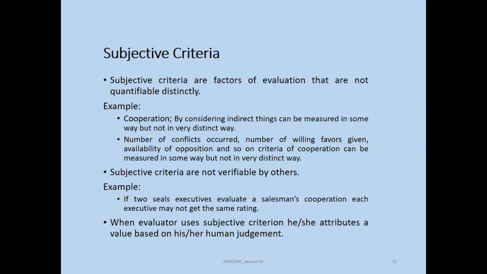The second category is subjective criteria. It is the opposite side of the objective criteria. Subjective criteria are factors of evaluation that are not quantifiable distinctly. As an example, cooperation. By considering indirect things it can be measured in some way, but not in a very distinct way, using number of conflicts occurred, number of willing favors given, availability of opposition, and so on. We can examine the cooperation of an employee, but not the exact value.